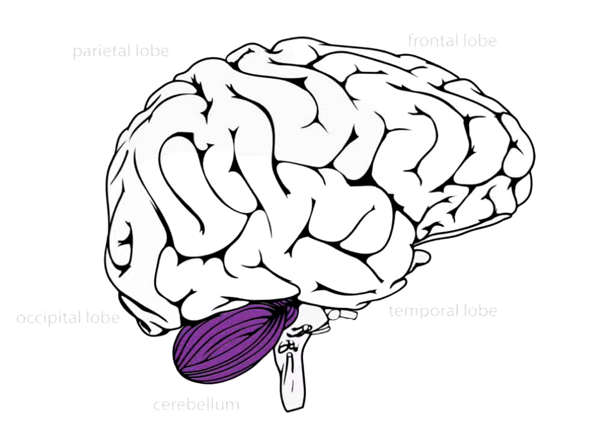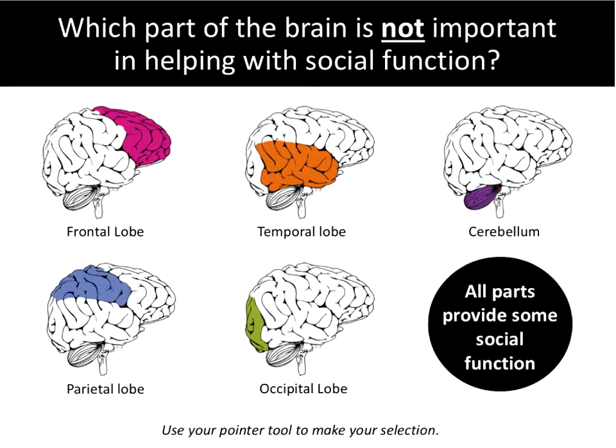So moving forward, we have a little question that we'd like to do a poll on. Which part of the brain is not important in helping with social functioning?